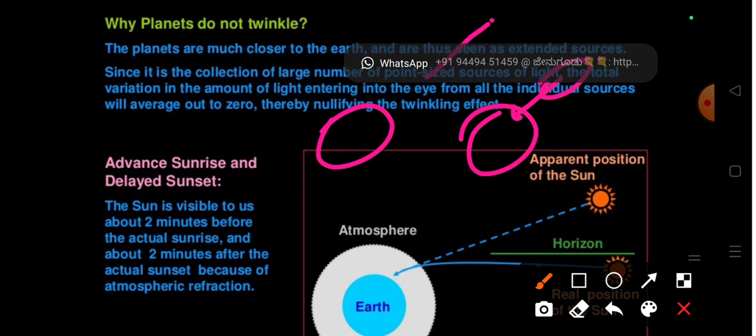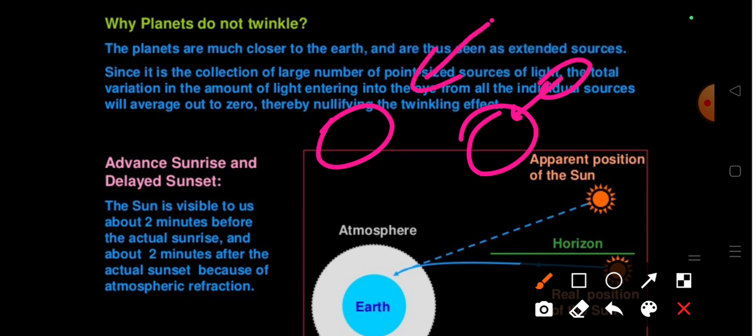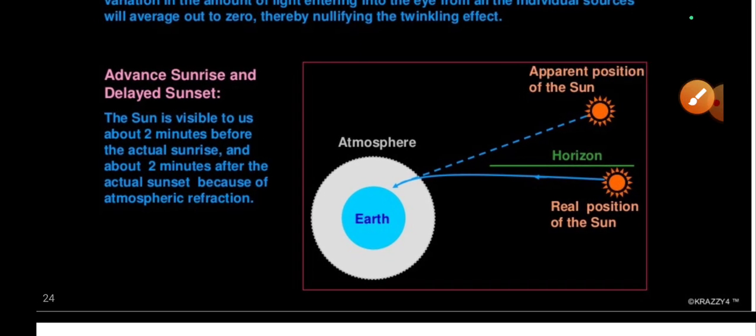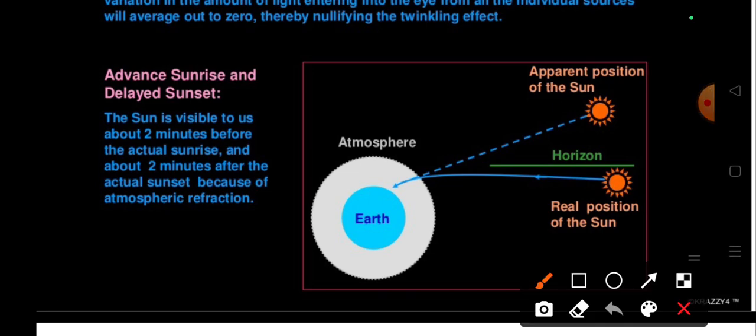Light rays are coming from a point, as I told you. For stars, if one point is losing light, light from another point reaches your eyes. That's why planets are not twinkling. Then advanced sunrise and delayed sunset. Okay, this is because of refraction only.